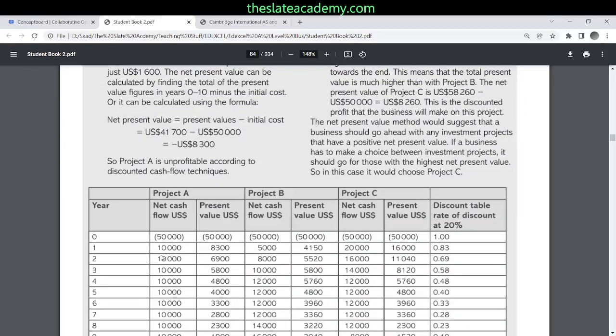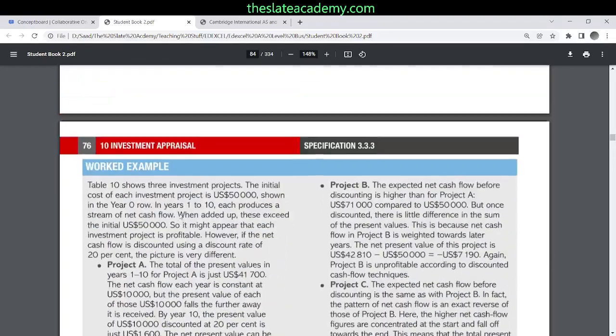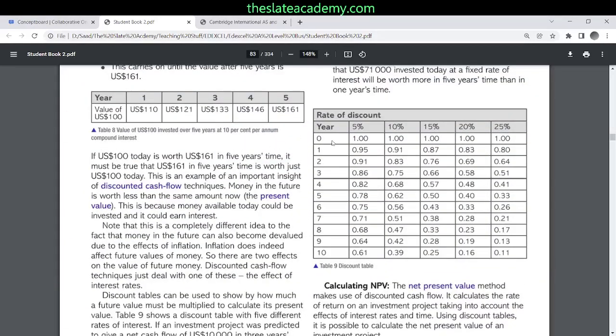Okay, so here we have got an example. We have got a project, and for the project we are given the cash flows. That is the information that you will be provided, and then you will be provided a discount rate that you'll have to use. For example, in this particular case it says 20%. So if I go back up to this chart, year 0 value I'll have to multiply with 1, year 1 value with 0.83, year 2 with 0.69, year 3 with 0.58, and so on. For each year's future value, if I multiply with that year's discount factor, I will get the present value.